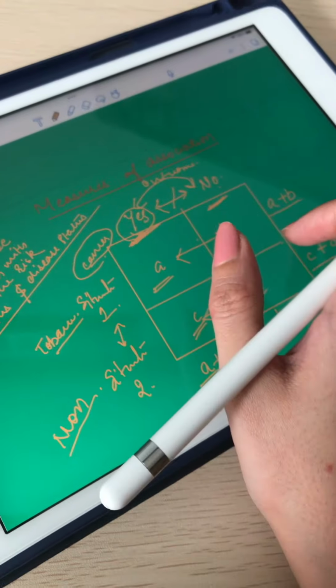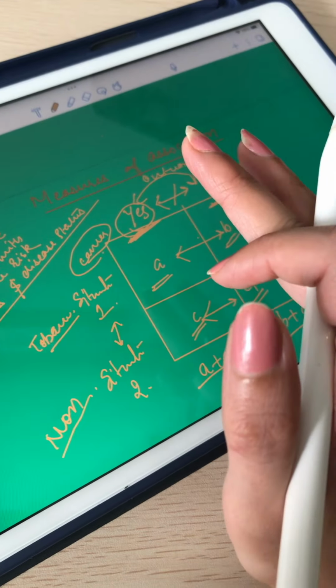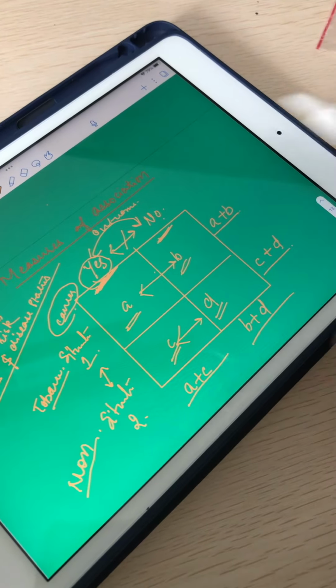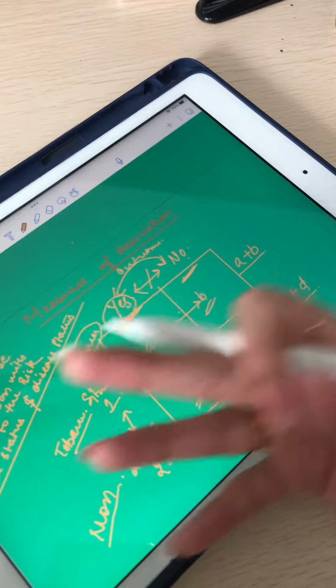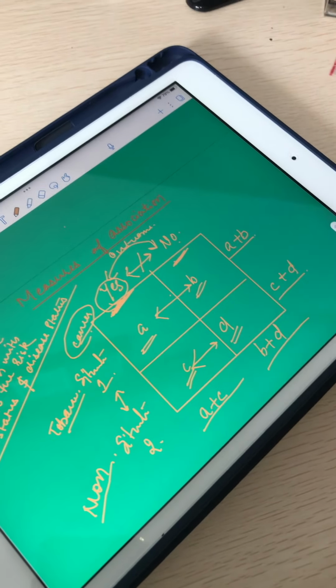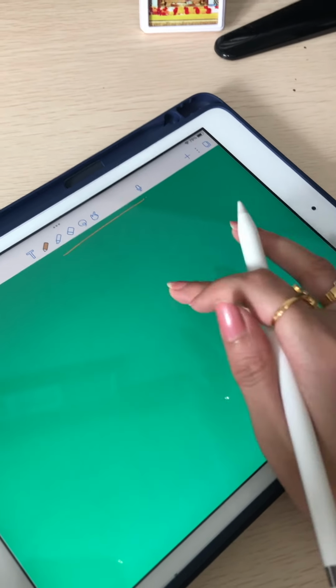So this was the concept of measures of association. It is quite a tricky concept, but it is not that difficult if you understand it properly. So if you want, slow down this video and rewatch it 2-3 times, you will be able to understand this concept. I will give you one more example.